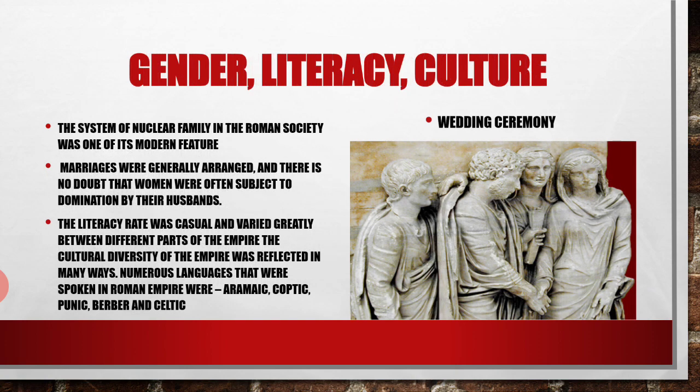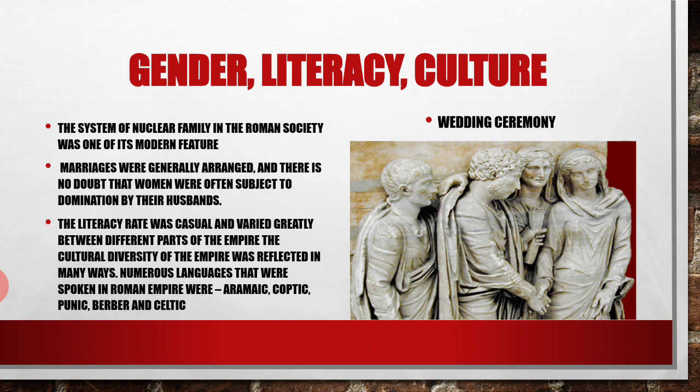Now gender, literacy and culture. The system of nuclear family in Roman society was one of its modern features. The family used to be patriarchal in nature and the slaves were included in the family. Marriages were generally arranged and there is no doubt that women were often subject to the domination of their husbands. Sometimes they were tortured by their husbands.